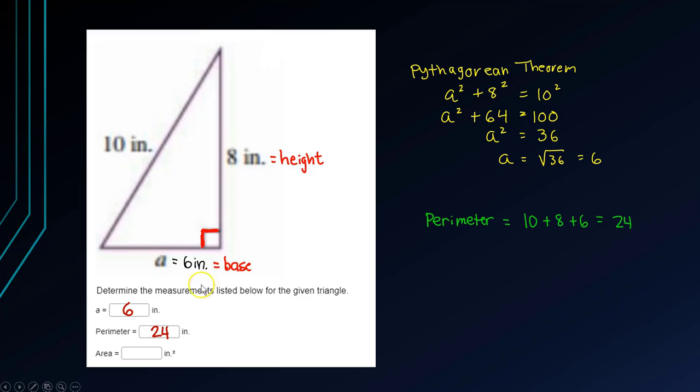For my purpose, I just called A the base and 8 inches the height. And I would do 1/2 the base times the height, or 1/2 times 6 times 8, and also get 24, but this is 24 square inches.